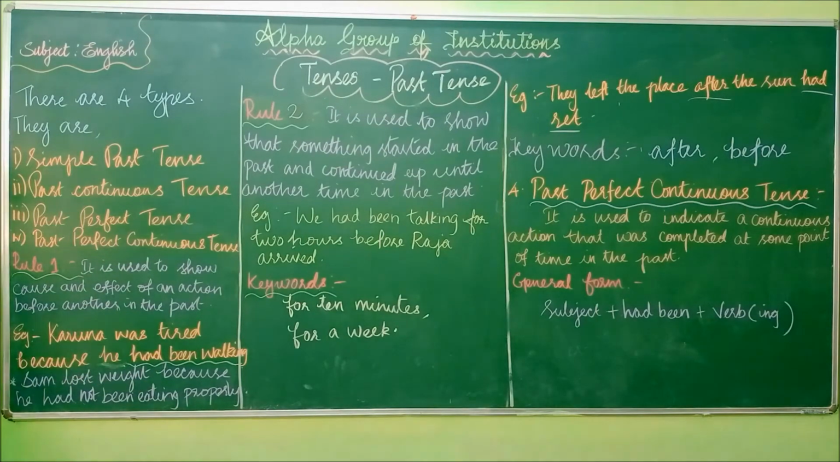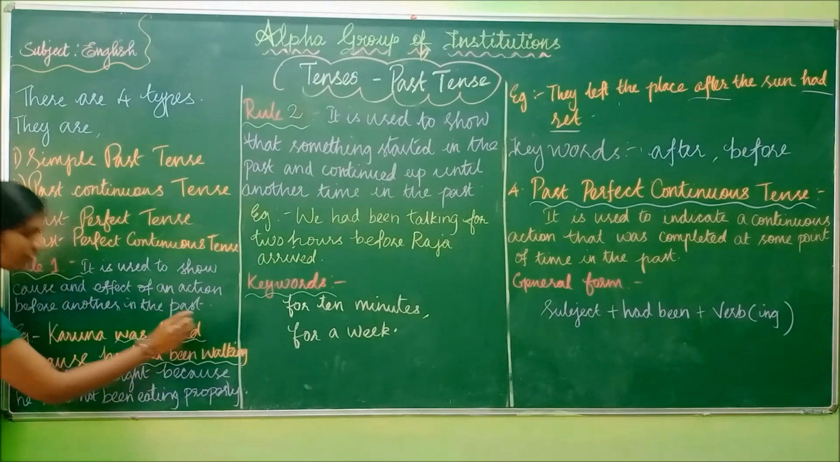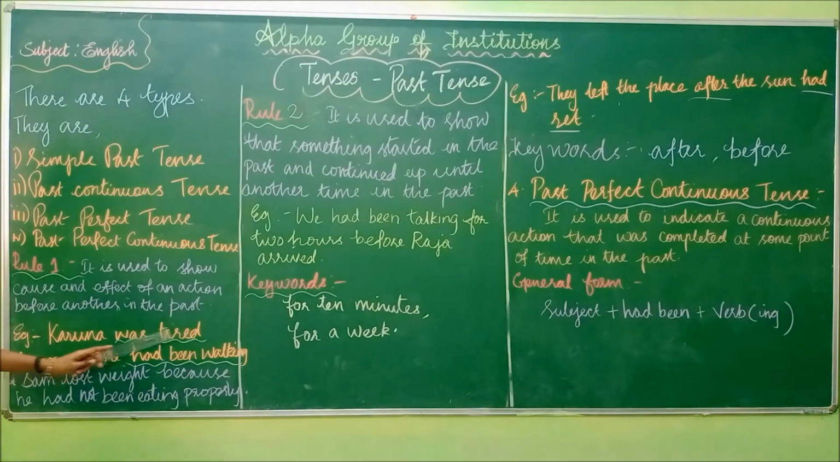He had been walking. So the cause or effect of some action happened. What is the effect of walking? Karuna was tired. The effect is given in simple past tense and the action is given in past perfect continuous tense. Karuna was tired because he had been walking. So the effect of walking is tired. So we have two verb forms here. The first one is simple past.